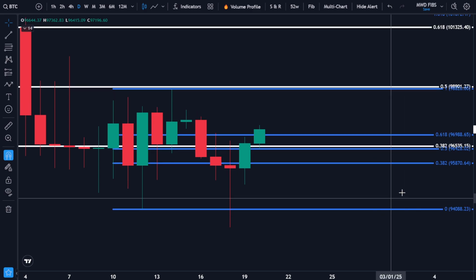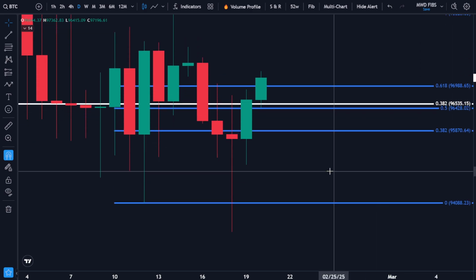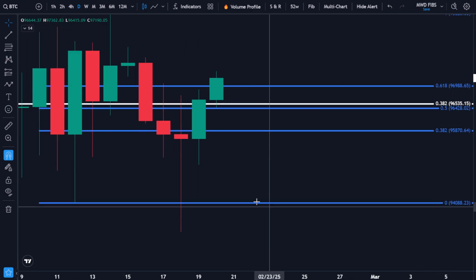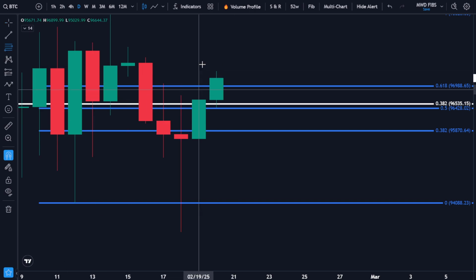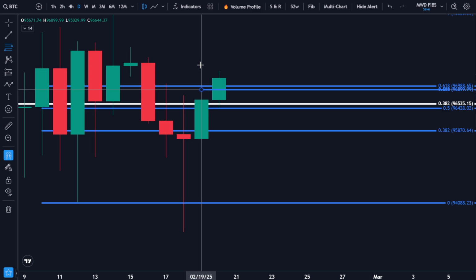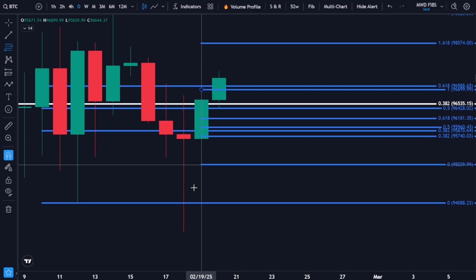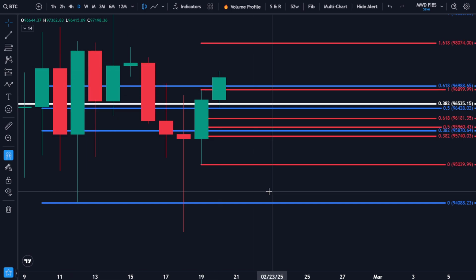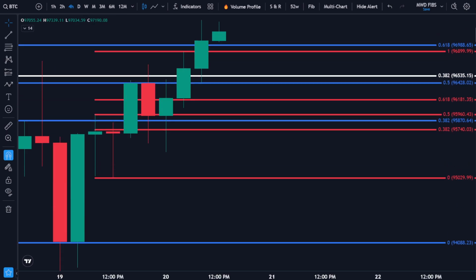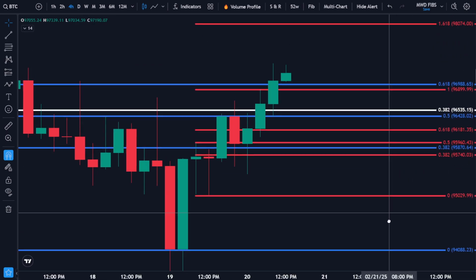Now, one more fib that we need to apply here is the daily. We're already on the daily chart, and today is February 20, and yesterday was February 19, so we're going to fib that daily candle high to low and change it to red. Now let's go down one time frame lower, and that would be the 4-hour time frame.